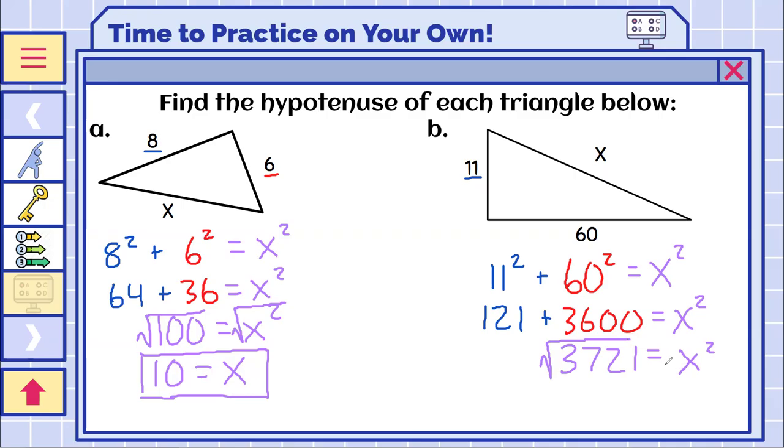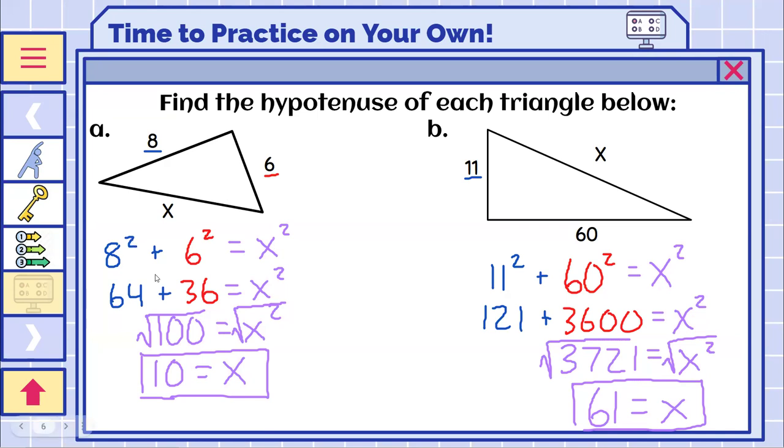Lastly, you definitely would have wanted to use a calculator for this one. If in the calculator you put the square root of 3,721, you should have gotten 61. If you got that x was 61 for question B, you did it correctly and found your hypotenuse. If you need a pause to make any corrections, do so now.